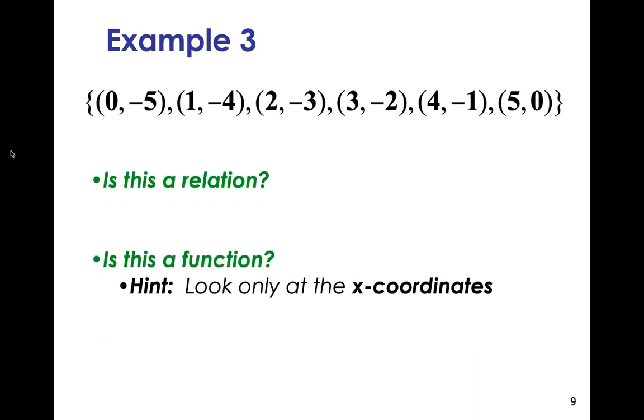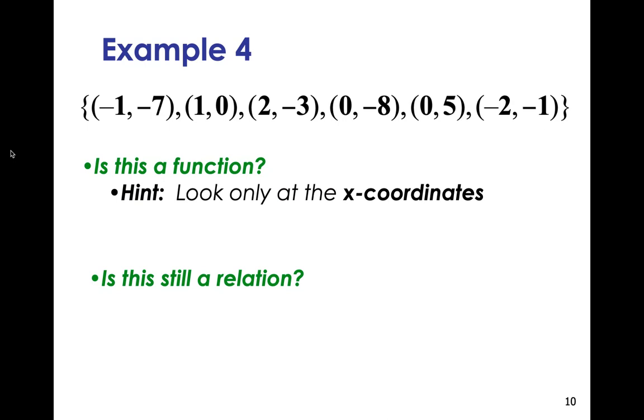So here we have in example 3, it says, is this a relation? Well, based on the definition, a relation is simply a set of ordered pairs. And it looks like that's exactly what we have. So yes, this is a function. I'm sorry, this is a relation. Now we want to know, is it a function? So we're going to look at our x coordinates. The x coordinates are 0, 1, 2, 3, 4, 5. Are they all different? Yes. So because they are all different, that means that this is a function. So it is a relation and also a function.